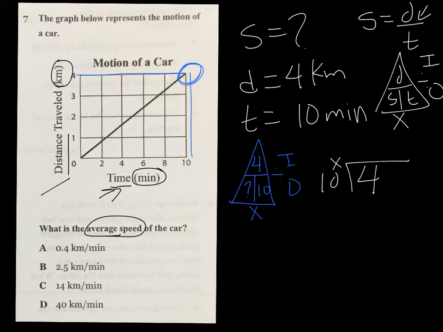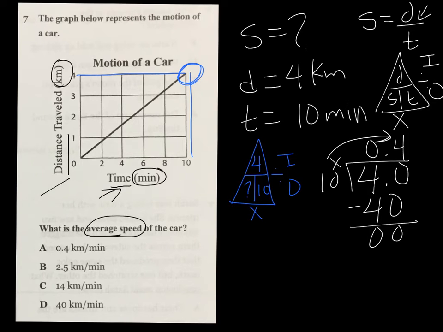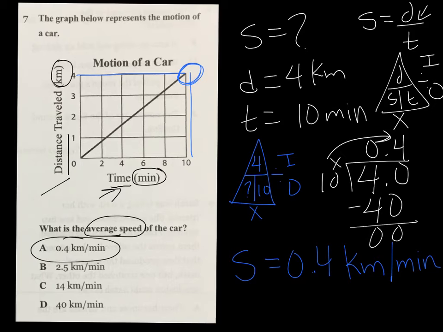Can 10 go into 4? No, we can't, so we put a 0. We add our decimal and a 0 here. Can 10 go into 40? Yeah, it goes in 4 times. So 10 times 4 is 40. 40 minus 40? Great job, 0. So in this case, our average speed is equal to 0.4, and don't forget the unit of measurement, kilometers per minute. So your correct answer would be letter A.